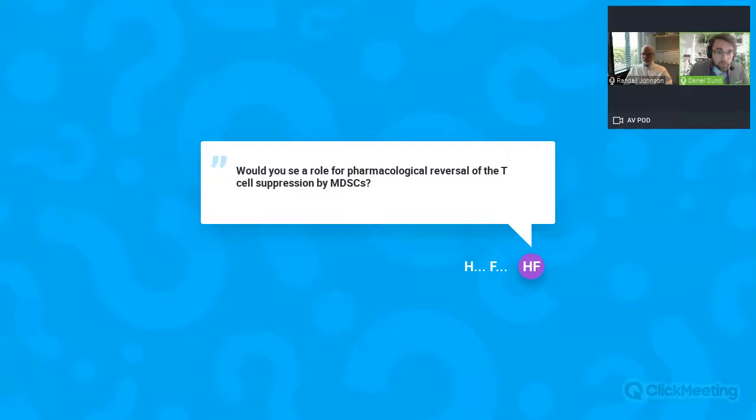Would you see a role for pharmacological reversal of the T cell suppression by myeloid-derived suppressor cells? My apologies, the pronunciation is a bit off there.